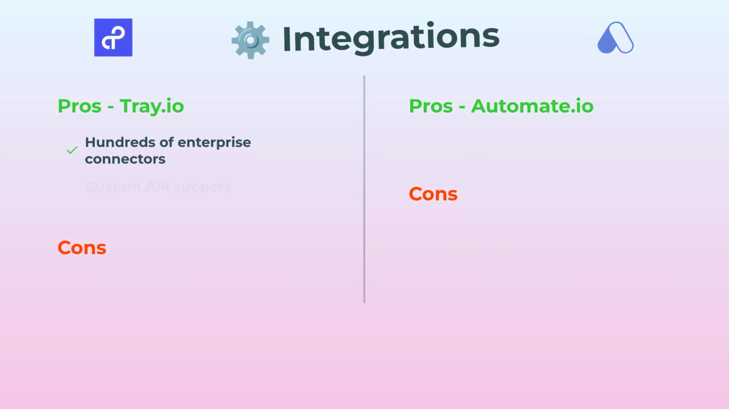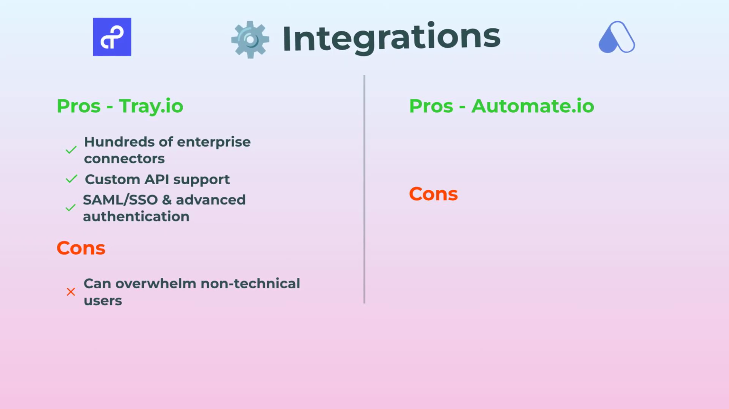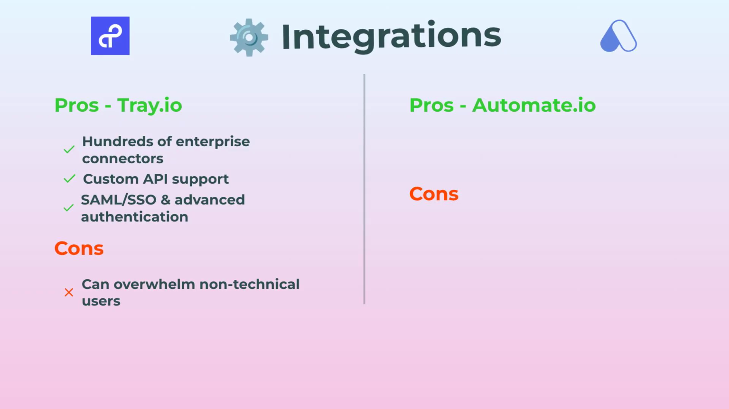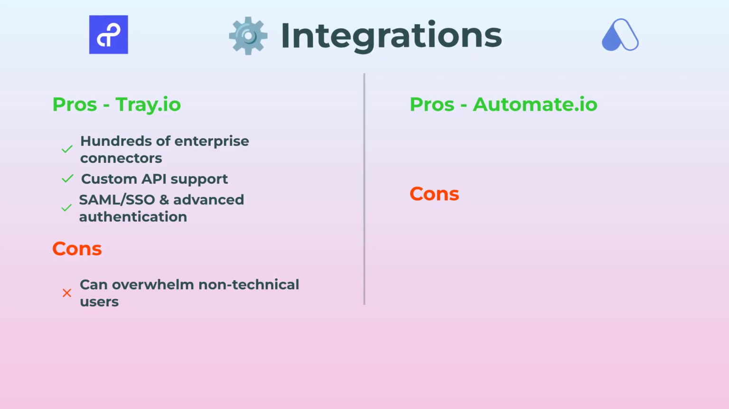Now, talking integrations, this is where Tray.io flexes real hard. I'm talking hundreds of enterprise connectors, APIs, and all the nerdy authentication stuff like SSO, SAML, you name it. Super powerful. But between us, it might be a bit much if you're just dabbling.